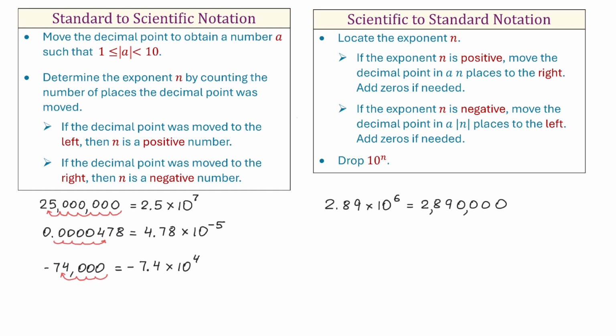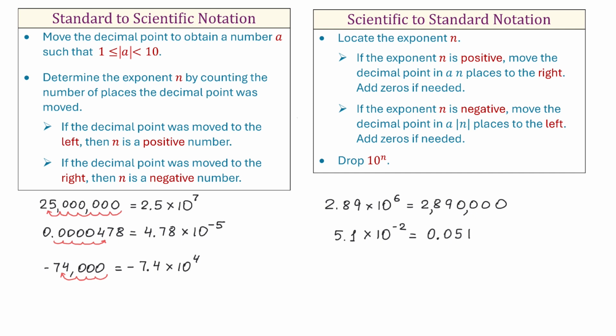2,890,000. In the next example, we will have 5.1 times 10 to the negative 2nd power. According to the rule, because the exponent is negative 2, we need to move the decimal point 2 places to the left. And again, we will add zeros as needed, and we will obtain the number 0.051. So the decimal point was between 5 and 1, and now we moved 2 places to the left.